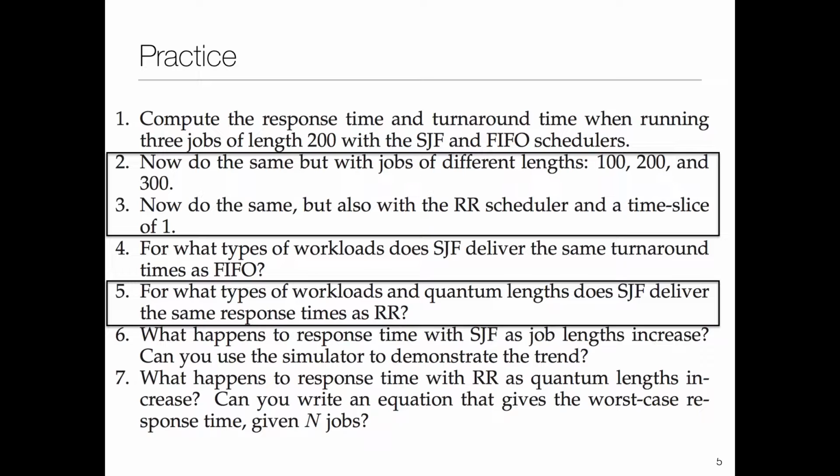Let's do question number 5 now. What type of workloads and quantum length would SJF deliver the same response times as round robin? So does everyone get the question? We have to find out a type of workload and a quantum length for which SJF will be similar in response time compared to round robin.